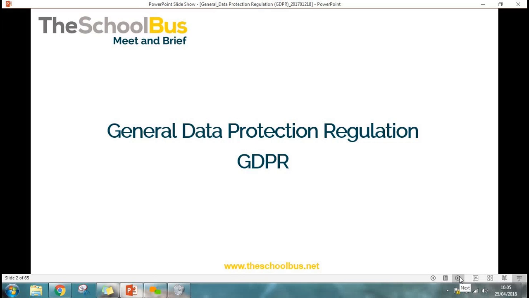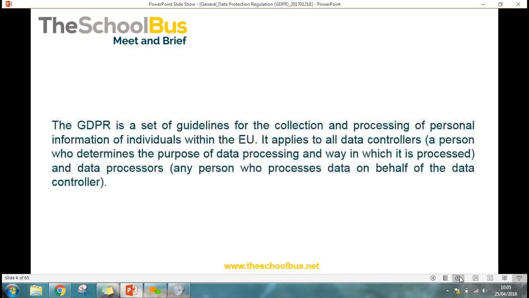Now we're just going to run through the concepts of GDPR, and just to emphasize that GDPR is working across Europe. It's a pan-continental-wide development of the law, and it applies now not only to data controllers, those organizations that do it, but also data processors.